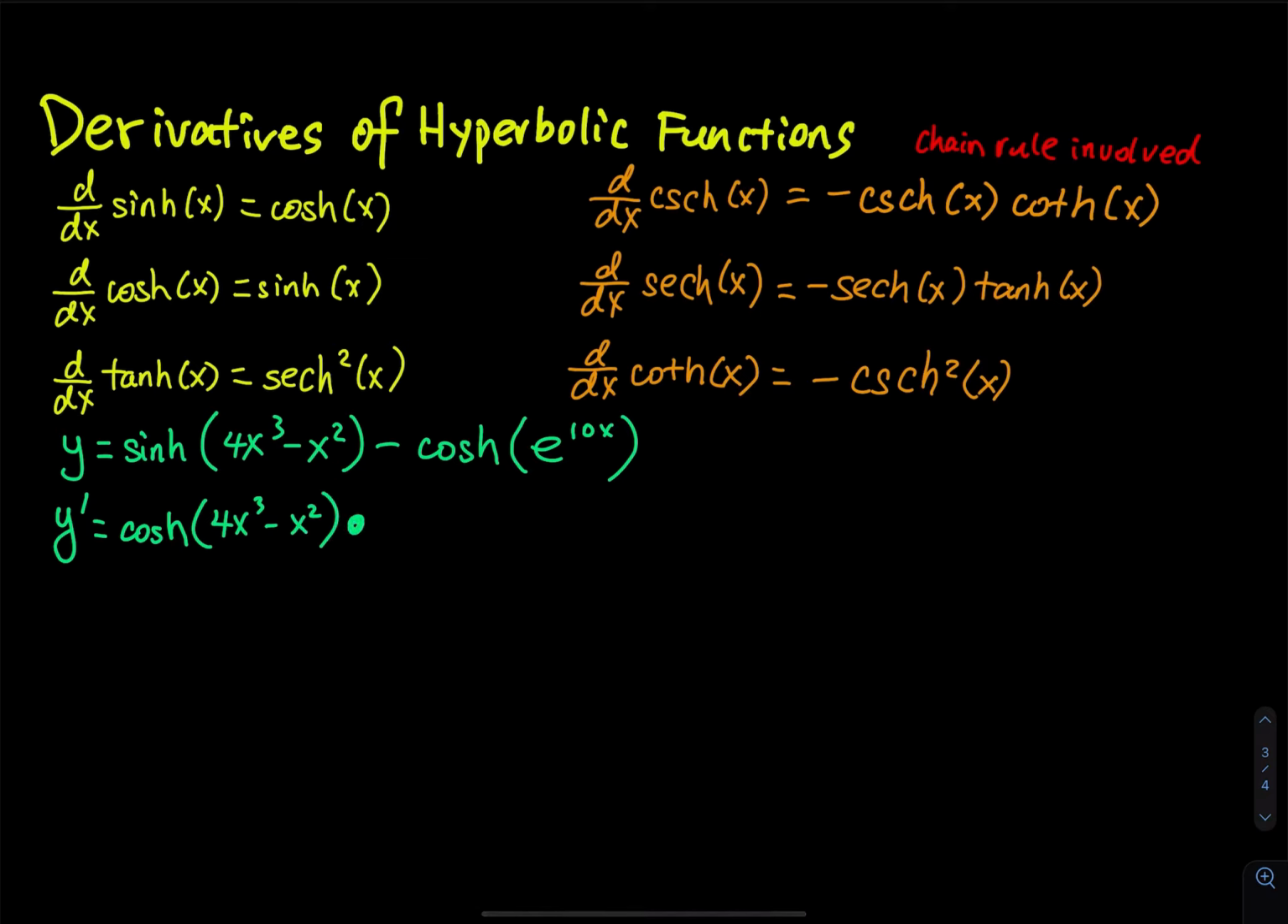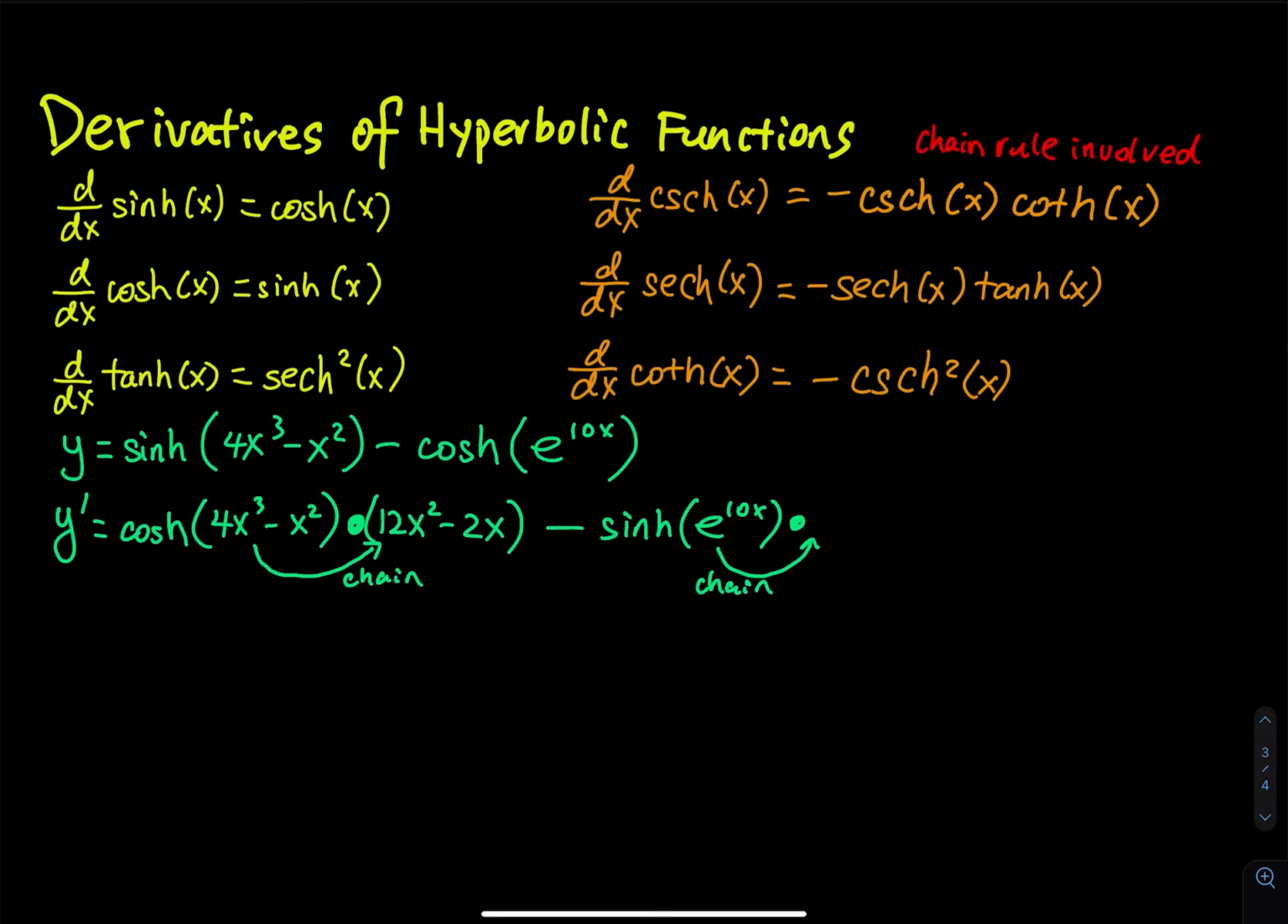For chain rule, I usually draw a dot and then an arrow, so that stands for chain rule. The derivative of that is 12x squared minus 2x, right? So this term is done. And then the derivative of hyperbolic cosine is hyperbolic sine, so we have sinh, don't forget the h, of e to the 10x, and then for chain rule, we draw an arrow and a big dot. The derivative of e to the 10x is e to the 10x, and then one more chain rule, the derivative of 10x is equal to 10. All right, so that is the first problem.